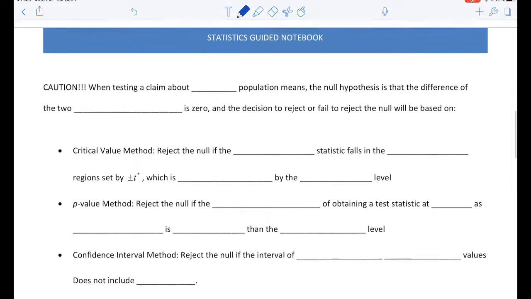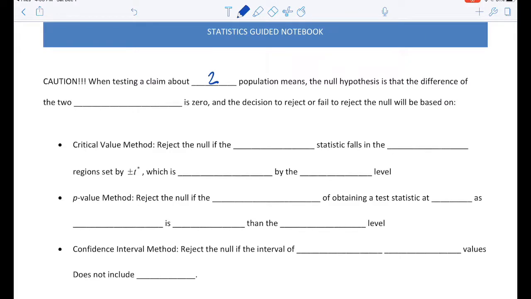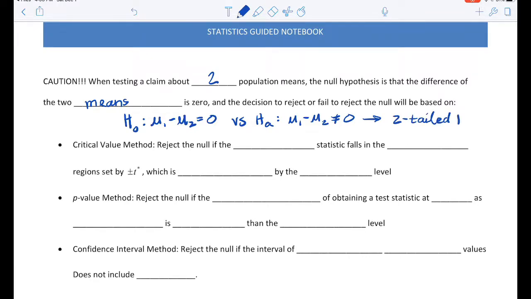All right, caution when testing a claim about two population means. The null hypothesis is that the difference of the two means is 0. So here, your null, H0, would be mu1 minus mu2 is 0 versus your alternative, which would be mu1 minus mu2 is not equal to 0. So here, what we would be looking at is a two-tailed test.